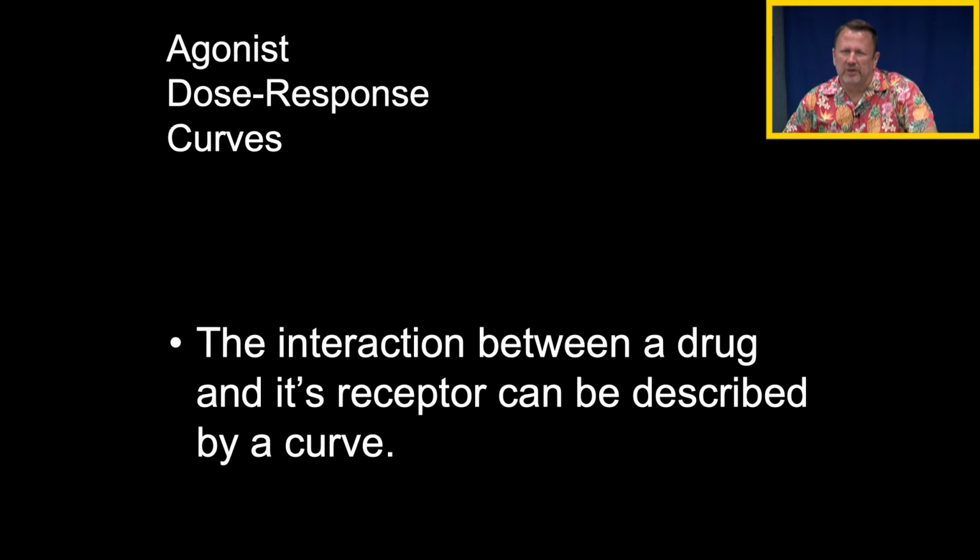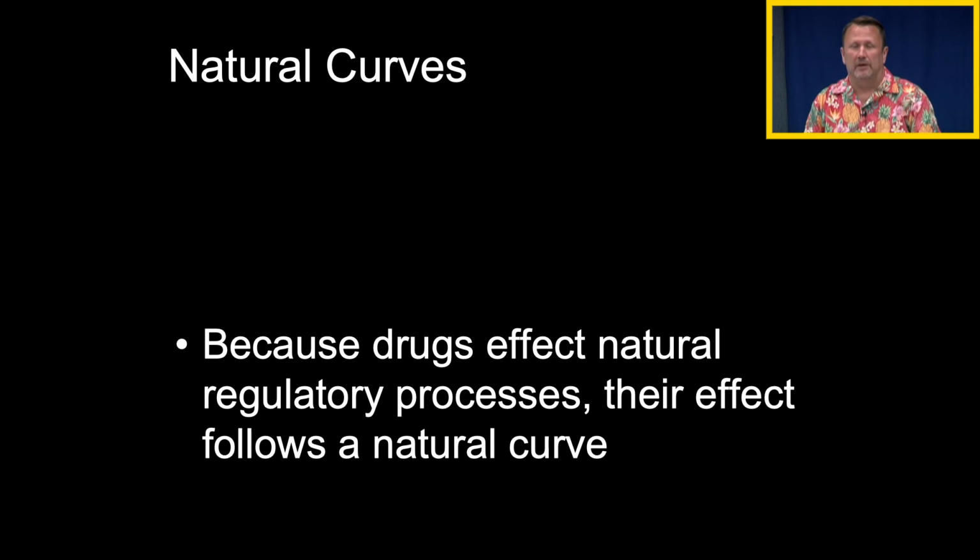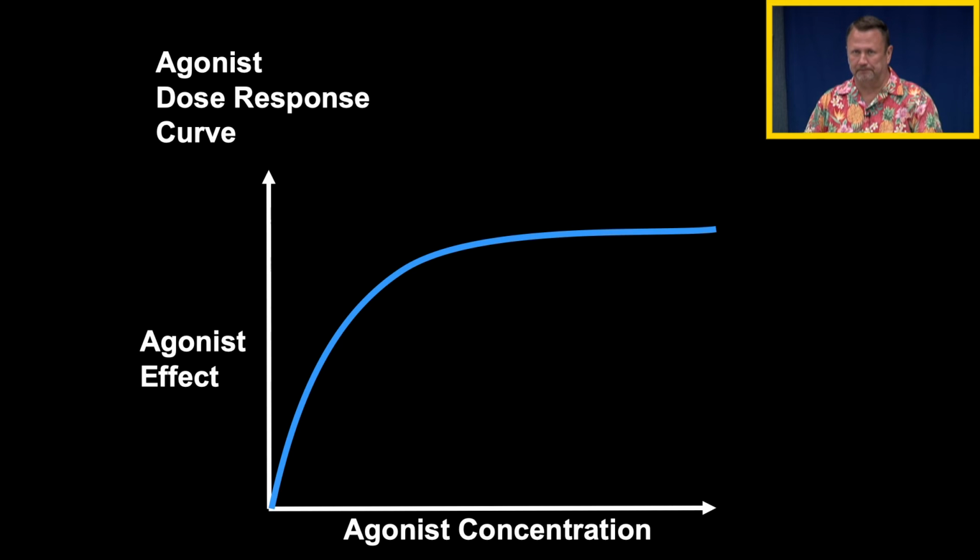The interaction between a drug and its receptor can be described by a natural curve, because we see natural curves everywhere. I would suggest the reason we see natural curves everywhere is exactly the same reason: drugs affect natural regulatory processes. Their effect is going to follow a natural curve that you can learn from doing the proof of a natural logarithm.